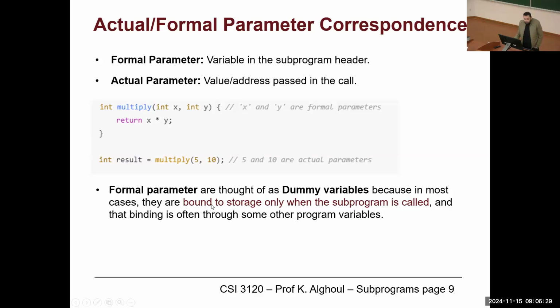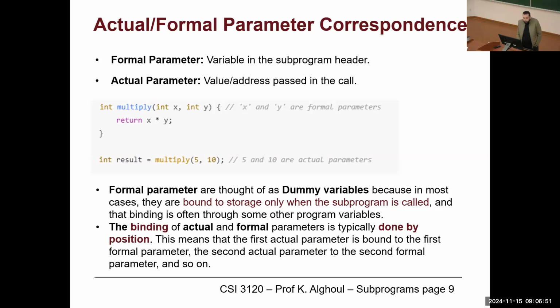And the binding of the storage, as we said, because in most cases they are bound to storage only when the subprogram is called. And this, we covered in the previous chapter. We said these variables will only be using the memory when we call this function. And what will happen to them after that? They get destroyed, right? Depends on the programming language.